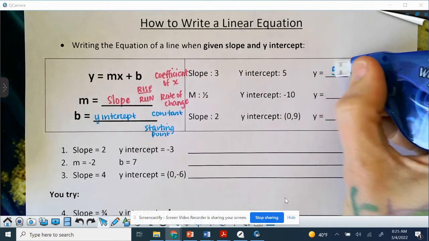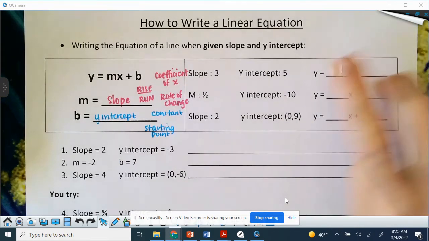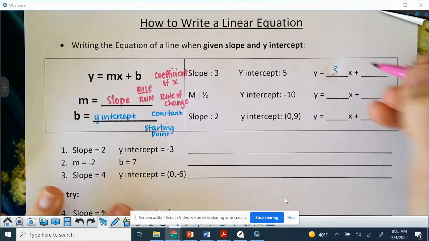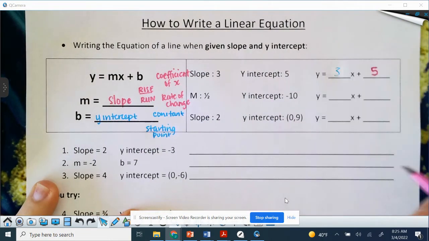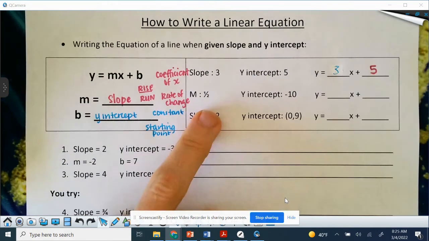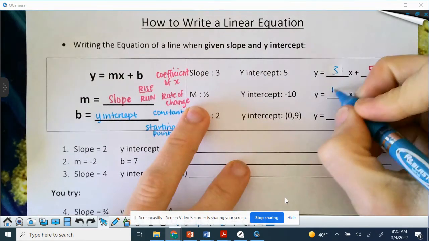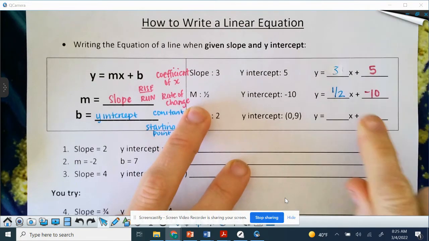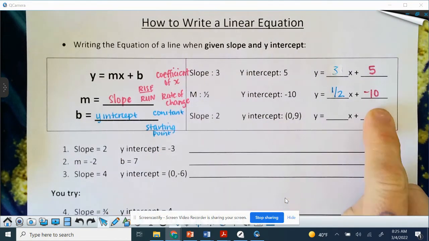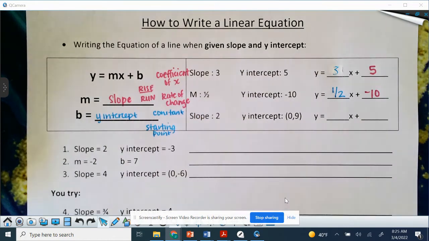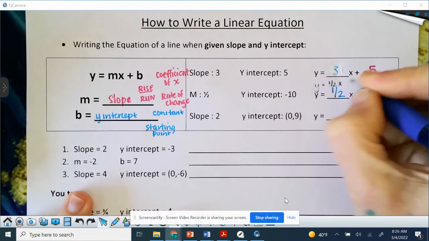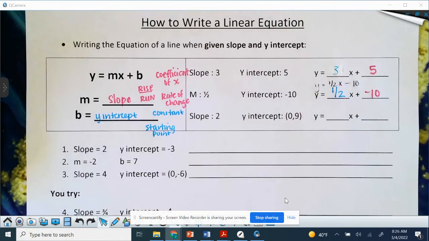Slope is 3. Our y-intercept is 5. And remember, y-intercept is that guy that hangs out at the back as a constant. So our slope is 3, our y-intercept is 5. For our second one, our m is 1/2, and our y-intercept is -10. You are probably not going to see this as plus and minus. You will probably see that answer written y equals 1/2 x minus 10.